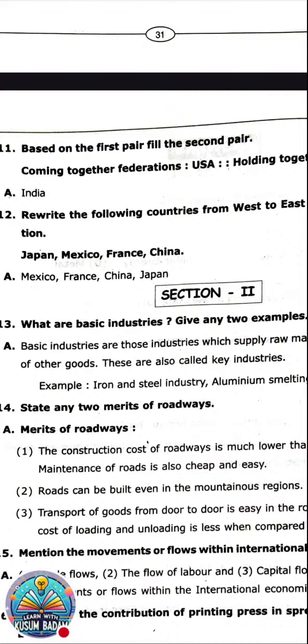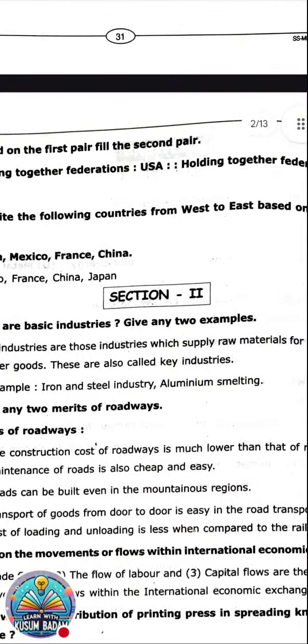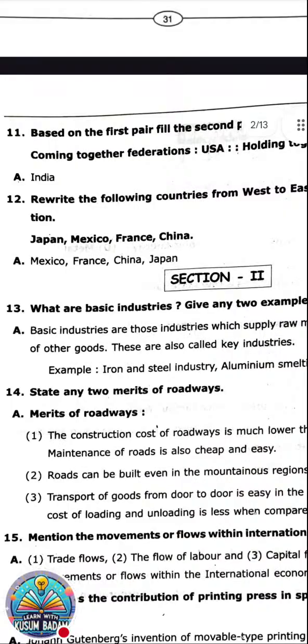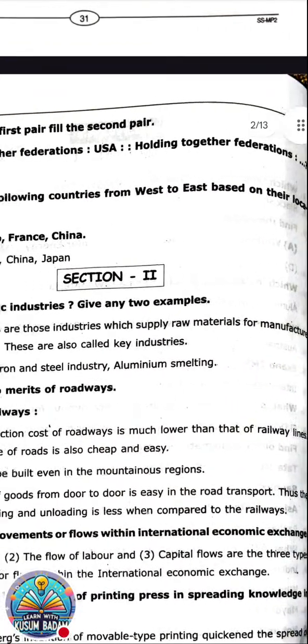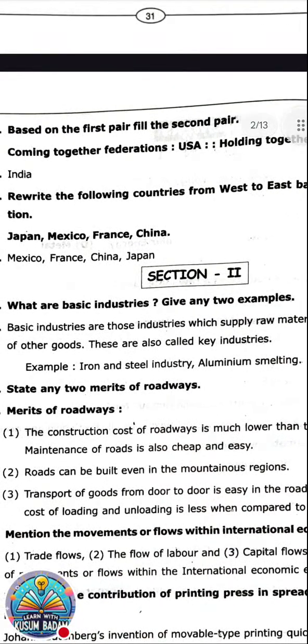Do it fast. Okay, next question. Section B. What are basic industries? Give any 2 examples. Basic industries are those industries which supply raw material for manufacturing of other goods. So if you remember, basic industry is the industry which provides raw material for the other industry. That's why we call them basic industry. Iron and steel industry and aluminum smelting industry are examples of basic industry. Even they can be called key industry.